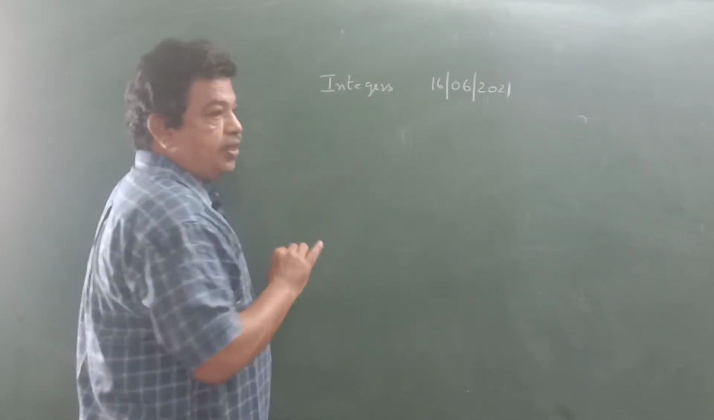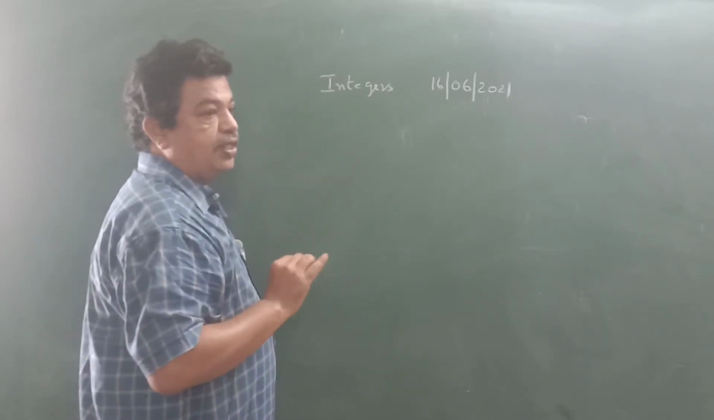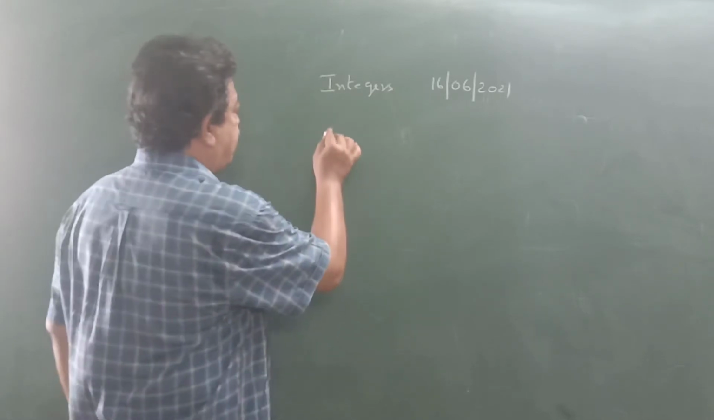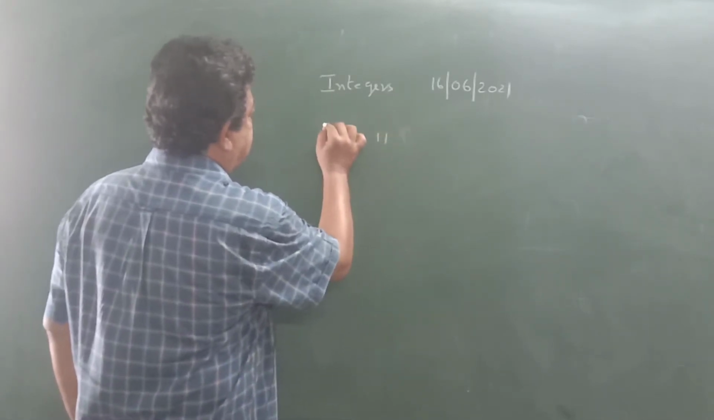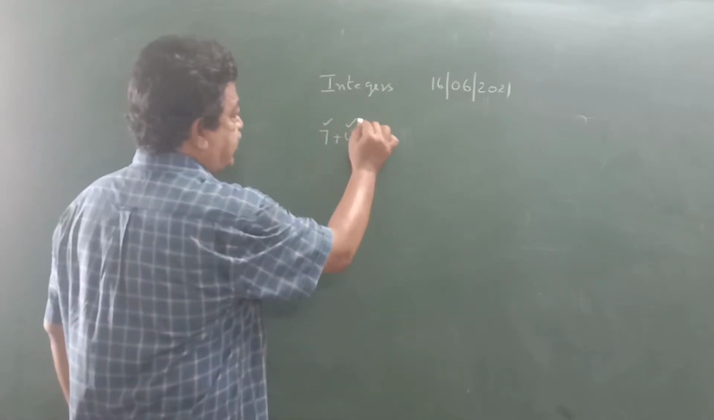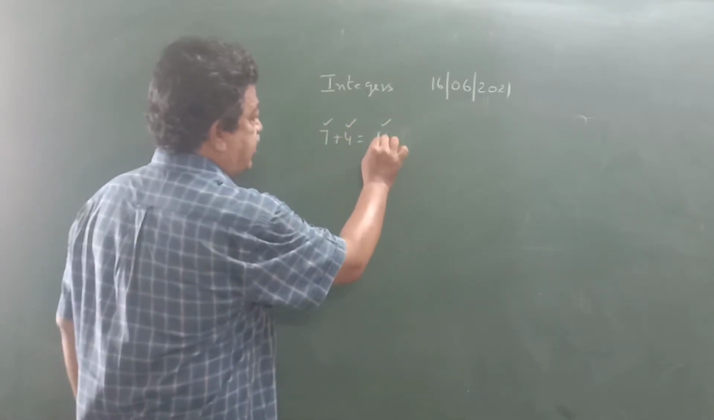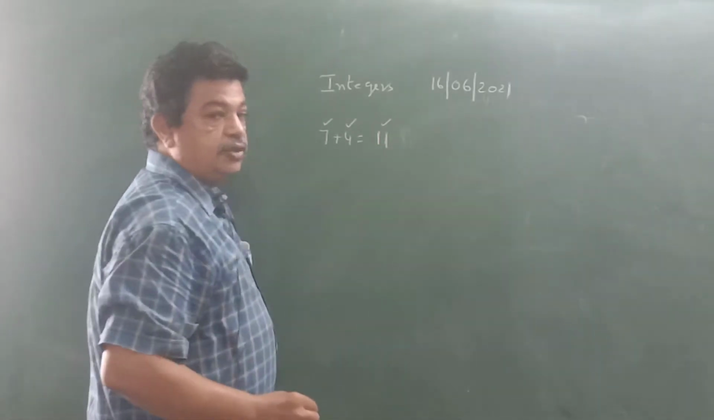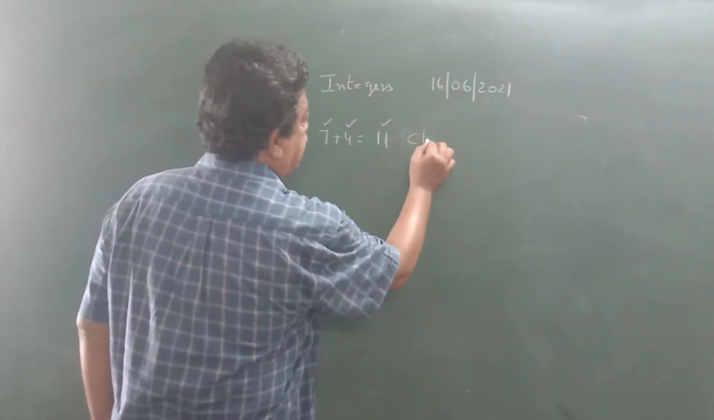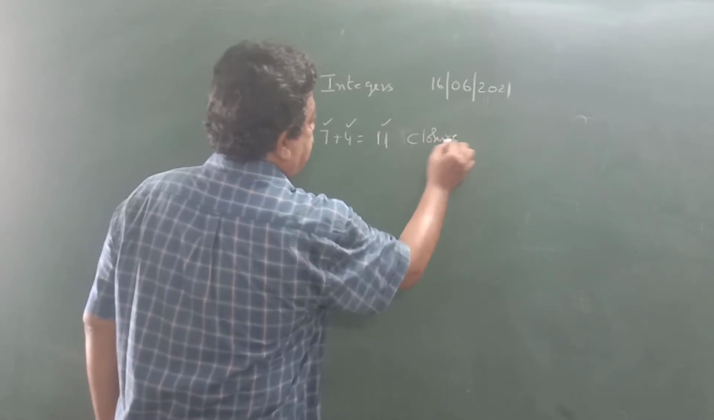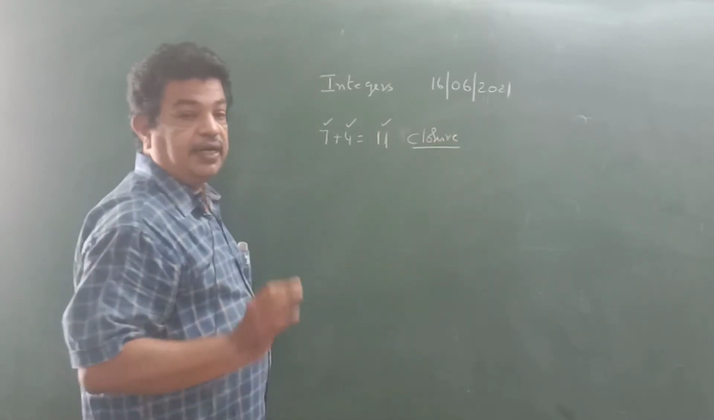We learned some properties in integers with respect to addition. Sum of two integers is an integer. 7 is an integer. 4 is an integer, their sum 11 is also an integer. Sum of two integers is an integer. What we call that property? Closure. Closure property under addition.